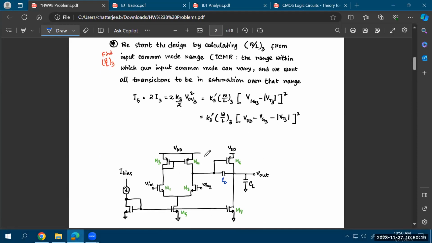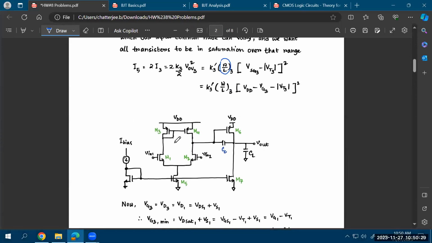Now, of course, the way you solve this design problem, and again, by design problem, what we mean is that you need to find out the W/L ratios of each of these transistors in the circuit. You need to find the W/L ratios of all the transistors in the differential amplifier that you have as your first stage with a current mirror load.